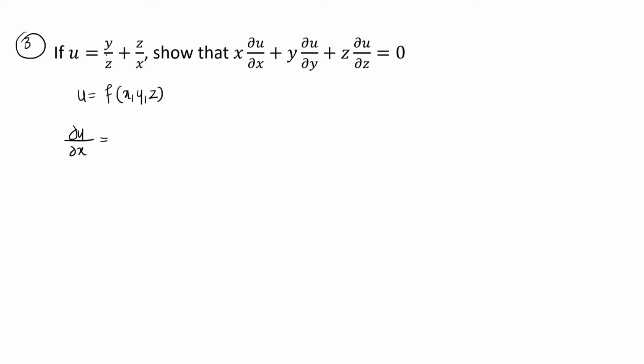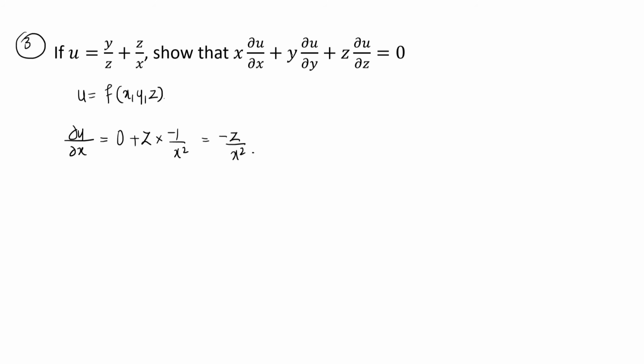Okay, now what is dou u by dou x? This is equal to, with respect to x, y by z. Y and z are independent of x, therefore its derivative will be 0, plus z into, what about 1 by x? Its derivative is minus 1 by x square. Therefore dou u by dou x is minus z by x square.